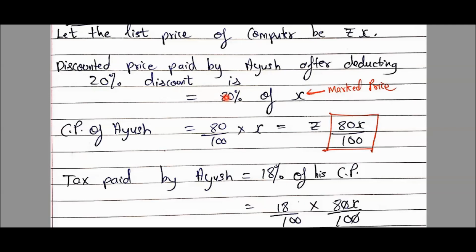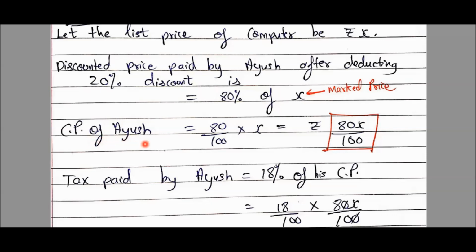So this is a smart way of calculating discount. So 80% Ayush needs to pay. Of what? Of course, of the mark price. Discounts are always calculated on the mark price. So 80% of X. So can I say this will be the cost price of Ayush? Yeah, actually, it's very obvious that this cost price is exclusive of tax.